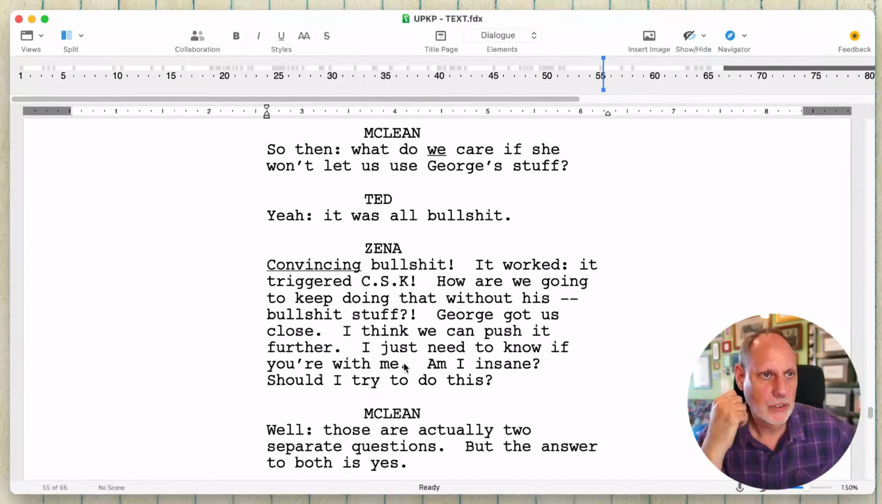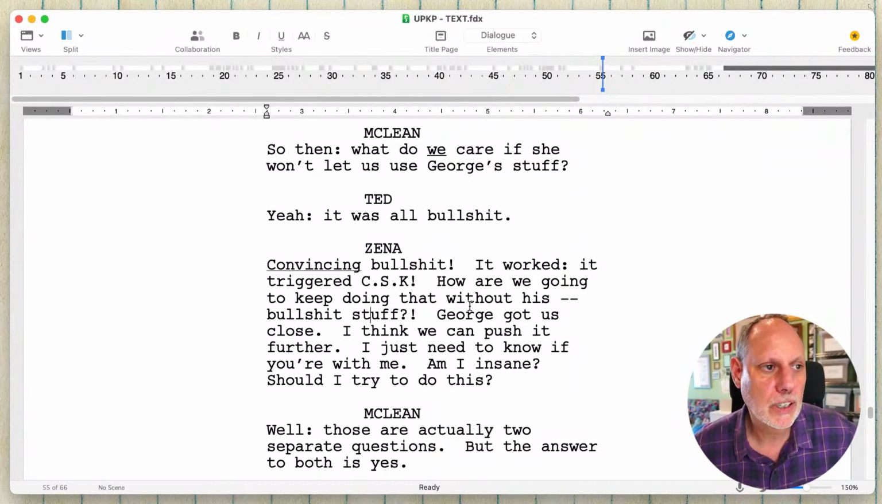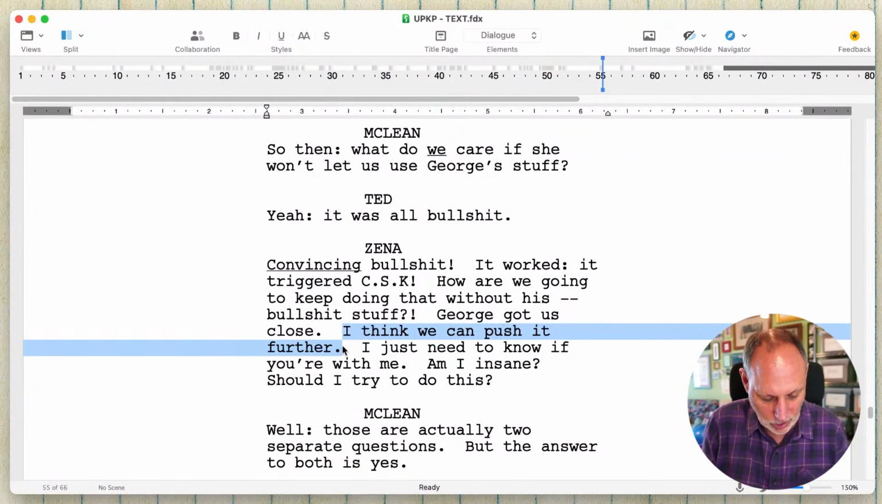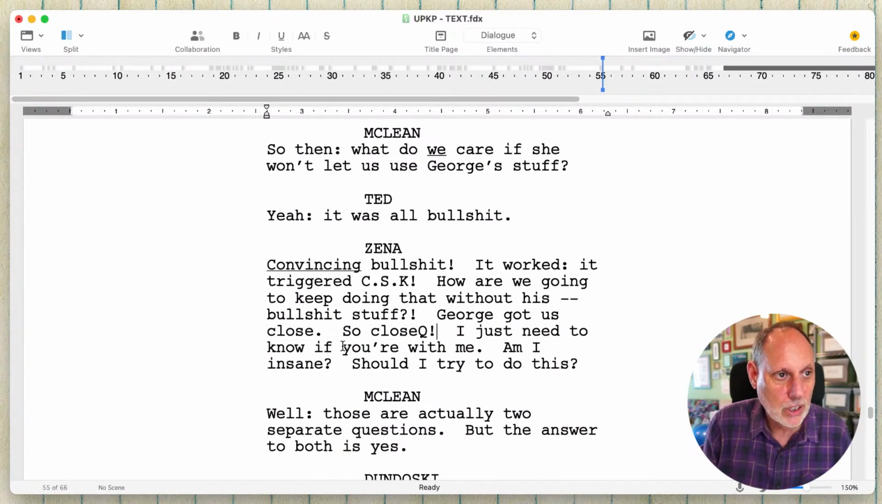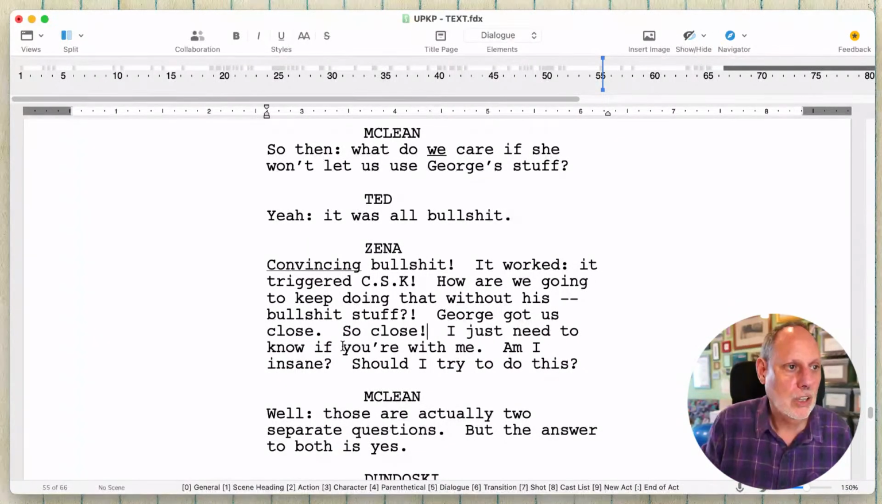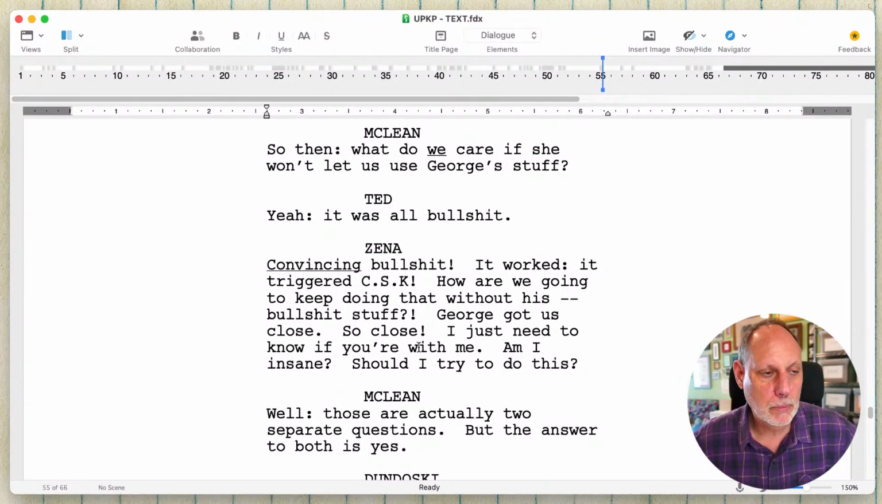What do we care if she won't let us use George's stuff? Yeah, it was all bullshit. Convincing bullshit. It worked. It triggered CSK. How are we going to keep doing that without his bullshit stuff? George got us close. I think we can push it further. So close. I just need to know if you're with me. Am I insane? Should I try to do this?